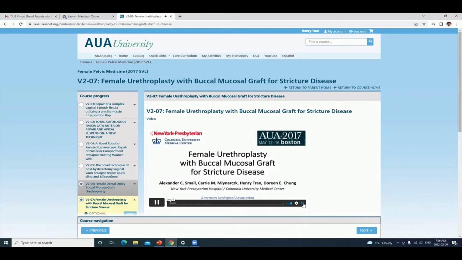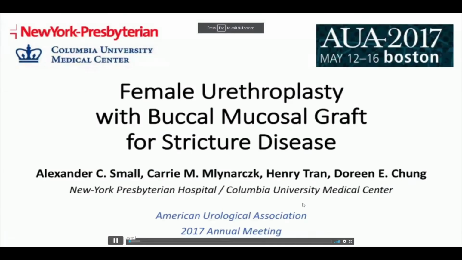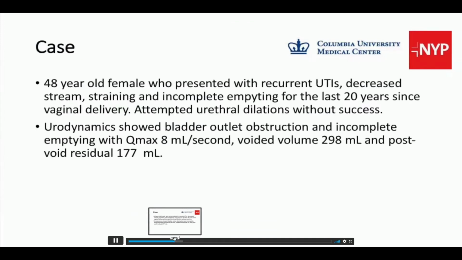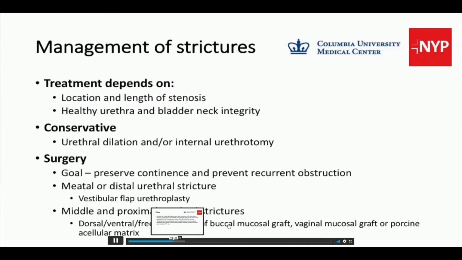Female urethroplasty with buccal mucosal graft for stricture disease. Urethral strictures are rare, occurring in less than. Let me just forward to the most appropriate area here. Is an otherwise healthy 48-year-old outcomes.